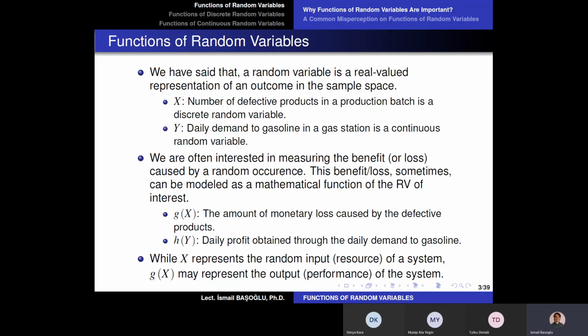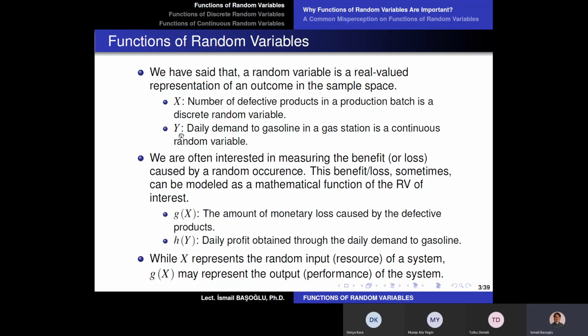So almost in all manufacturing processes, we have several reasons for manufacturing defective products. Maybe caused by a human, caused by an employee, maybe caused by the process itself, maybe caused by environmental conditions, right? So in a production batch of 100 products, we may have some defective products. And the number of defective products in a batch is a discrete random variable, right? And usually it can be modeled by a binomial random variable. So X can be a good candidate for a binomial random variable.